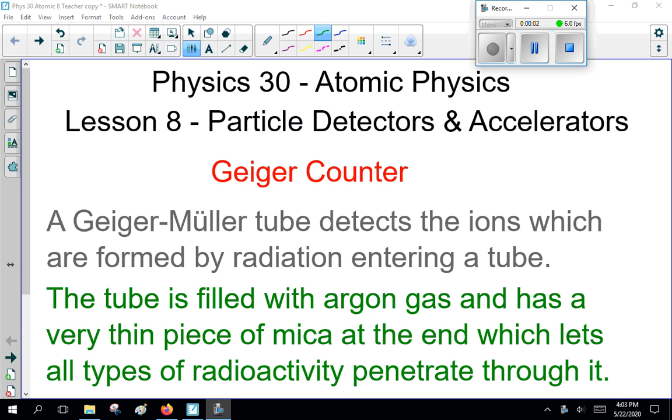Hello, ladies and gentlemen. Welcome to Physics 30, Atomic Physics, Lesson 8, Particle Detectors and Accelerators. First, I want to talk about a Geiger counter.